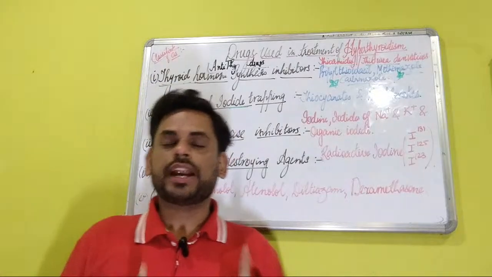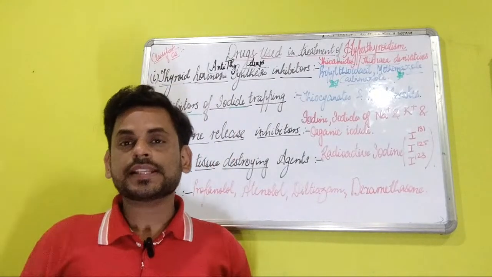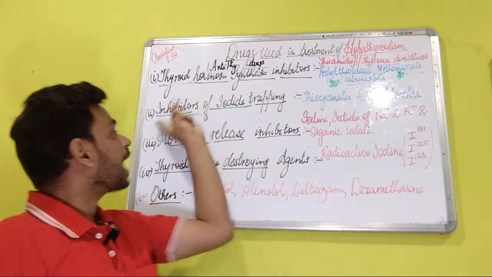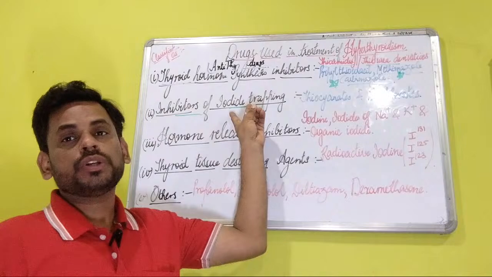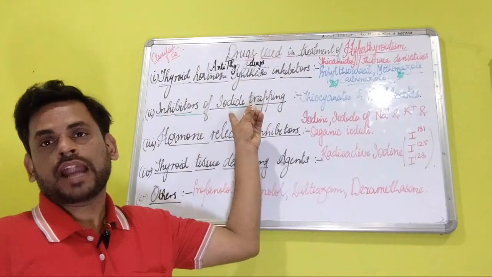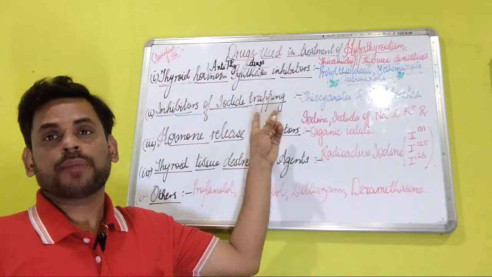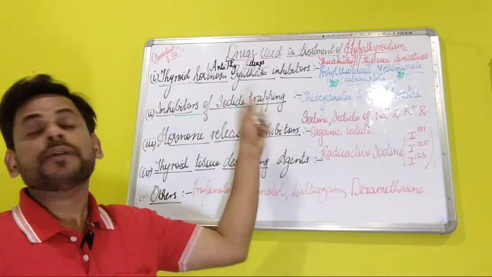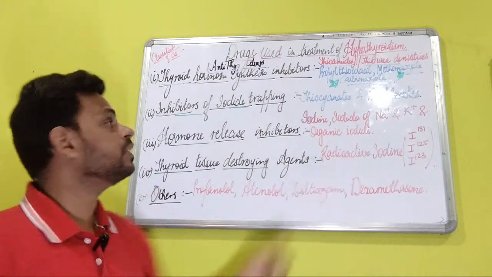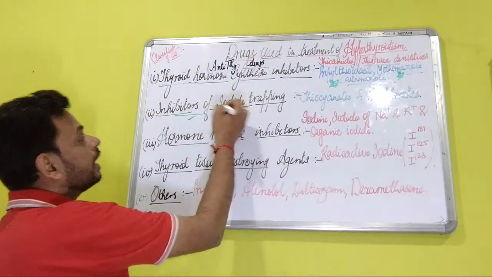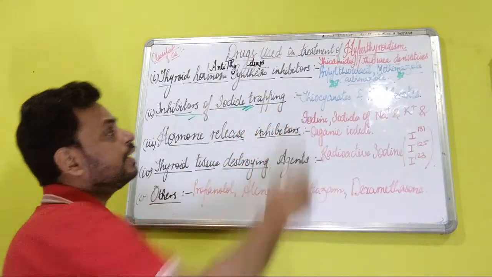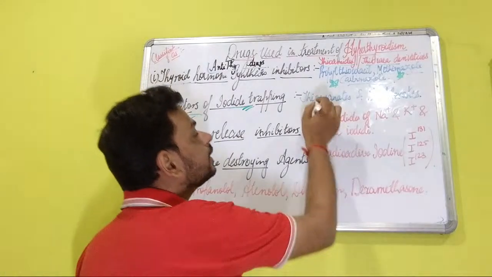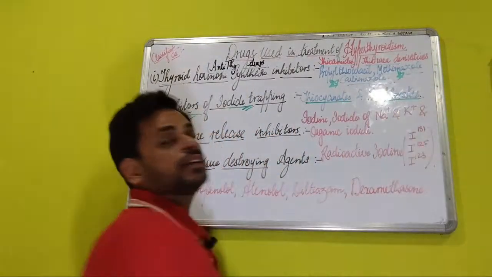You must have read in physiology that during the synthesis of thyroid hormones, one of the steps is the trapping of the iodide within the thyroid gland. So iodide trapping is one of the important steps in the synthesis of thyroid hormones. The drugs that fall in the category of inhibitors of iodide trapping are the thiocyanates and the perchlorates.